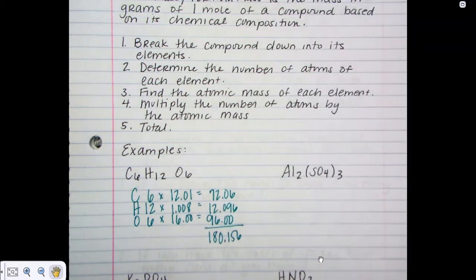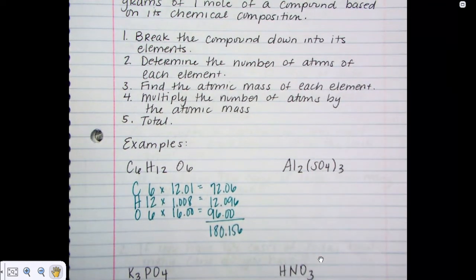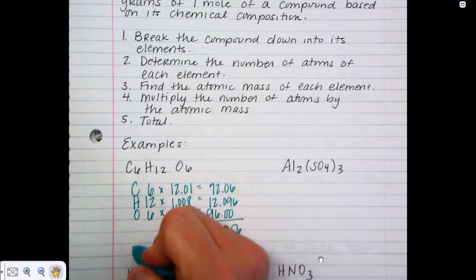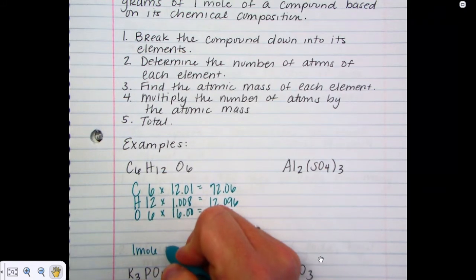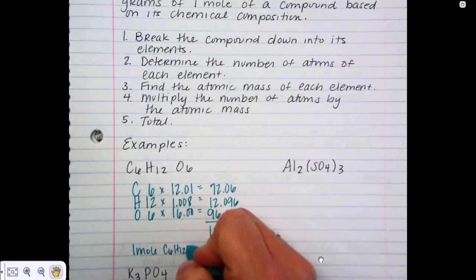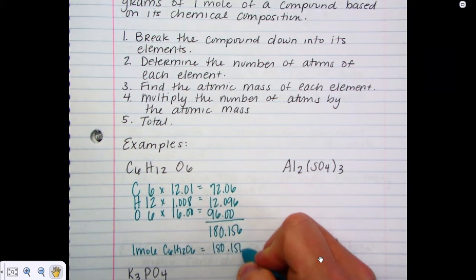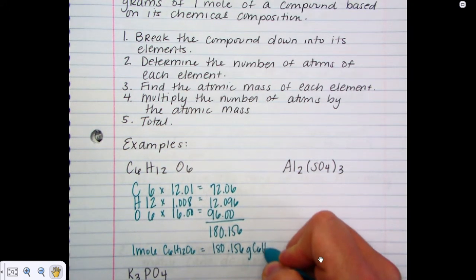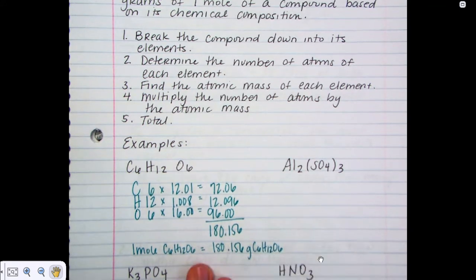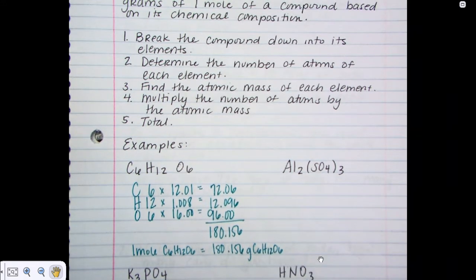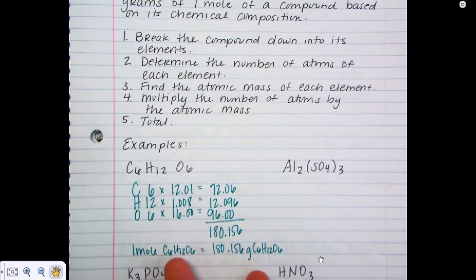180.156. So when I'm using this as a conversion factor, what that means is that 1 mole of C6H12O6 has the mass of 180.156 grams of C6H12O6. That is a very useful conversion factor. Remember, I can use it in both directions. Okay. All right, so let's look at the next one, aluminum sulfate.